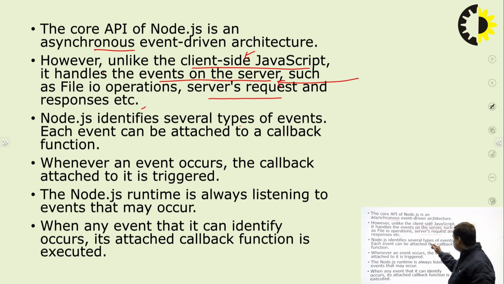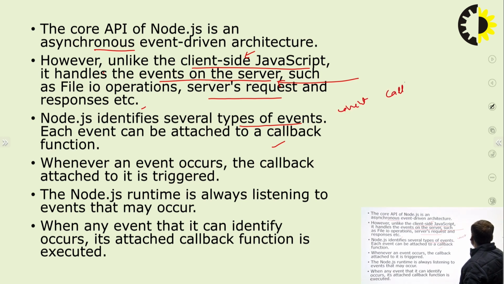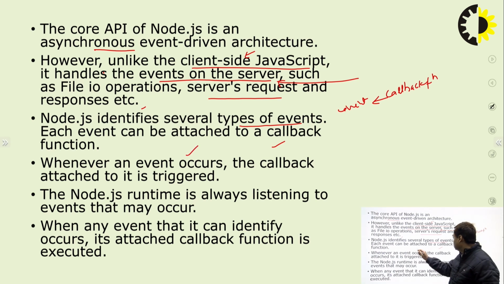Now there are several types of events that can be identified by Node.js. Each event can be handled with a callback function. So we have an event, then we have a callback function, and the callback function is attached to an event. This is the simple architecture in Node.js. Whenever an event occurs, the callback function attached to it will be triggered, or you can say it will be executed.